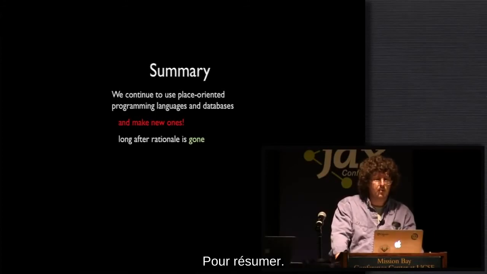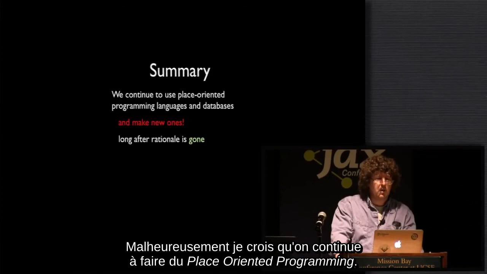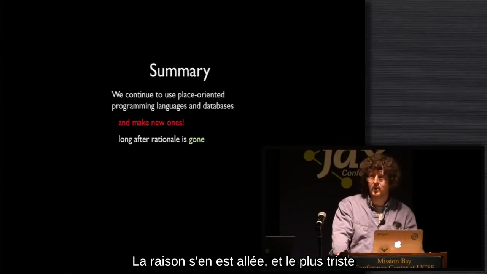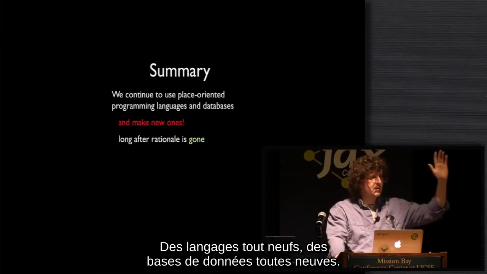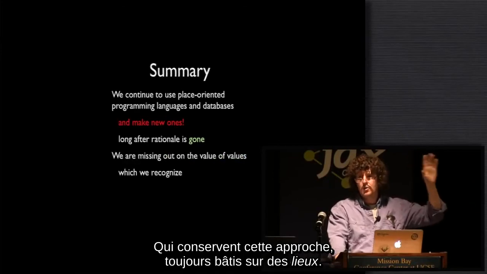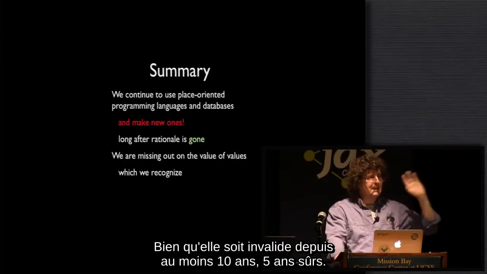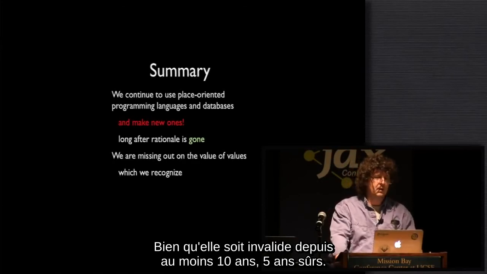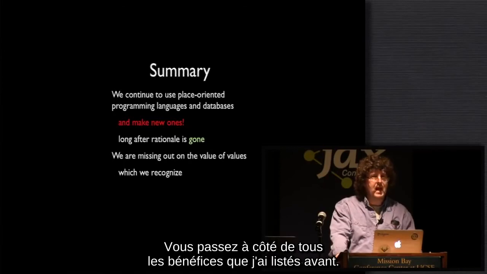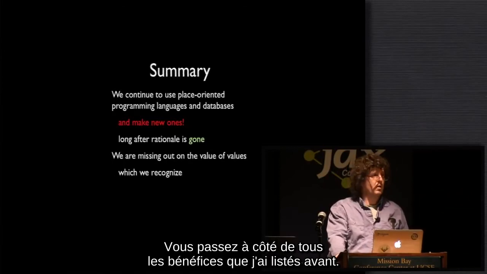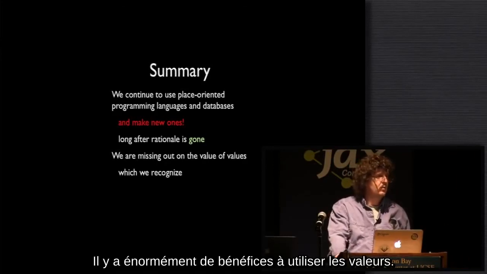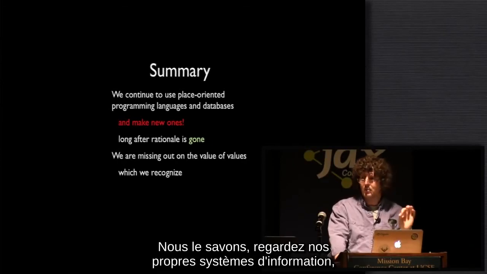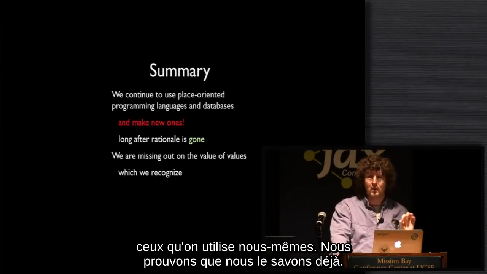So, to summarize, unfortunately, I think we continue to use place-oriented programming, and the rationale is gone. And the sadder thing is, we continue to make new things that are like this, brand new programming languages and brand new databases, right, that still take this approach, still use a place orientation that's been invalid for at least a decade, but certainly for the last 5 years, right? The rationale is gone. We're missing out on all those benefits I listed before. And I could talk to you about any one of those benefits for an hour. There's a huge number of benefits to using values. We recognize them, right? Look at our information systems that we use for ourselves. We're proving we already know this, right?